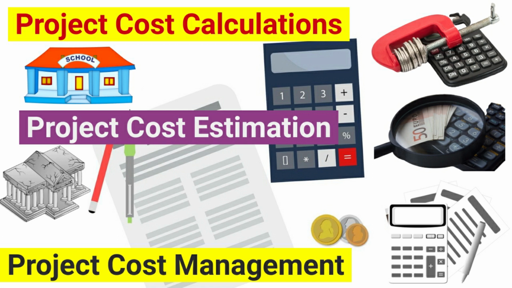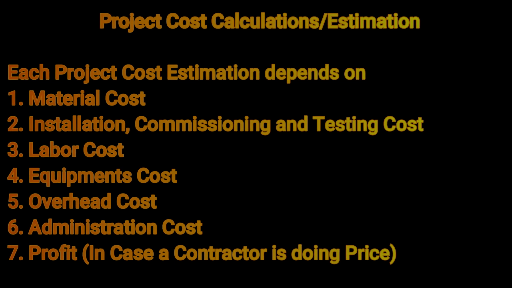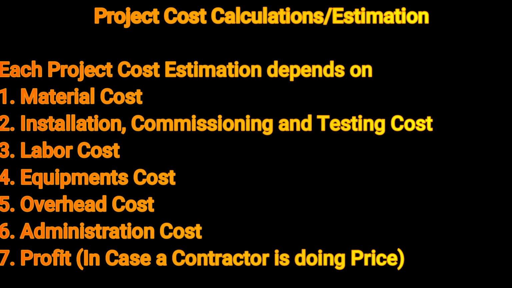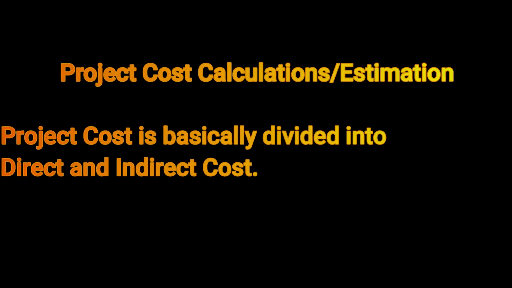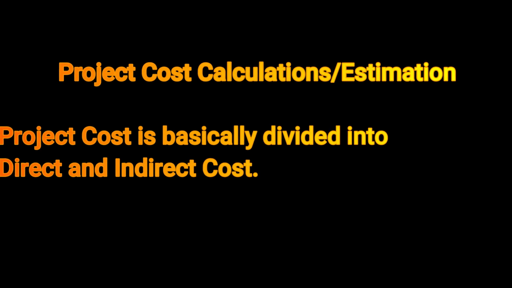In this video, we will discuss project cost calculations or project cost estimation. Each project cost estimation depends on material cost, installation, commissioning and testing cost, labor cost, equipment cost, overhead cost, administration cost, and profit in case a contractor is doing pricing. Project cost is basically divided into direct and indirect cost.